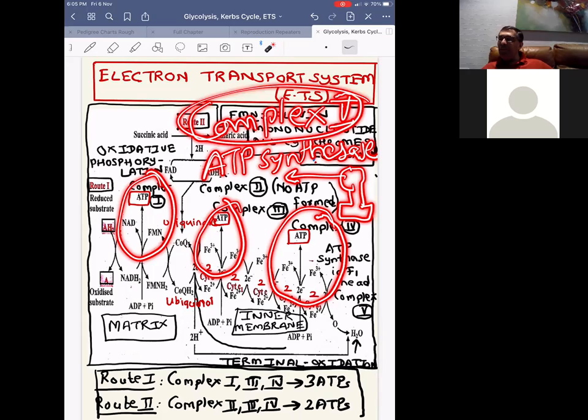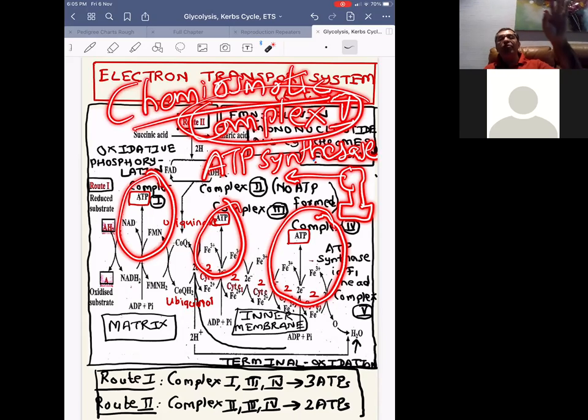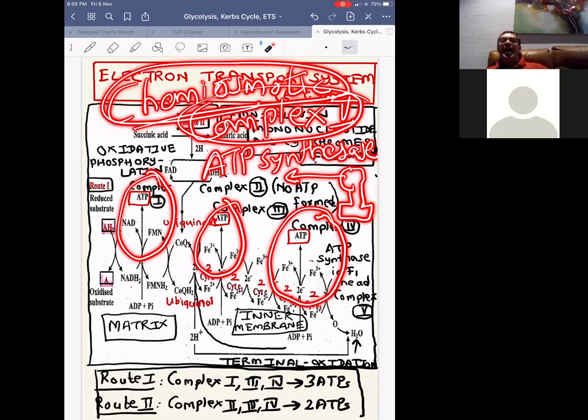That is something called the chemiosmotic hypothesis, which we will do now. So till now we have only done revision. Now we start the real beautiful concept called the chemiosmotic hypothesis. Let's analyze that.